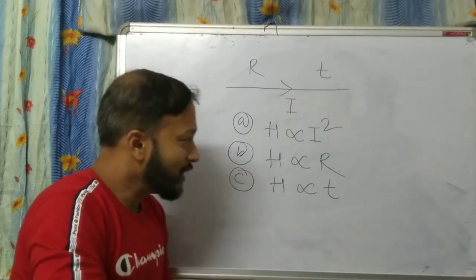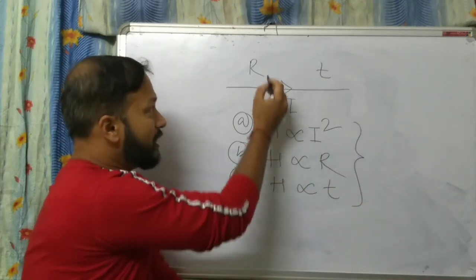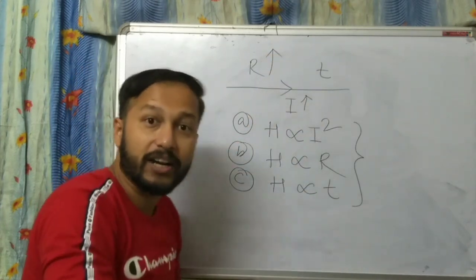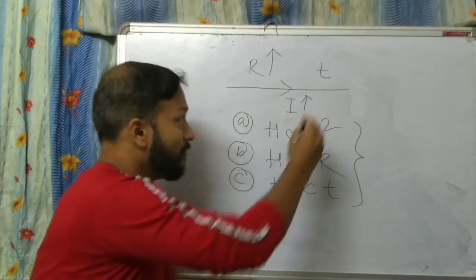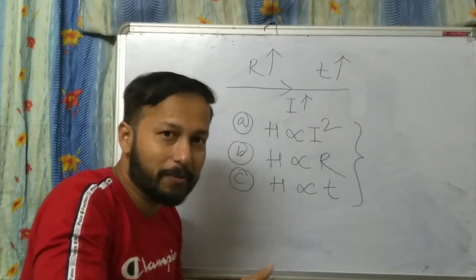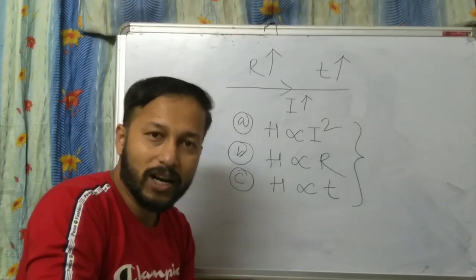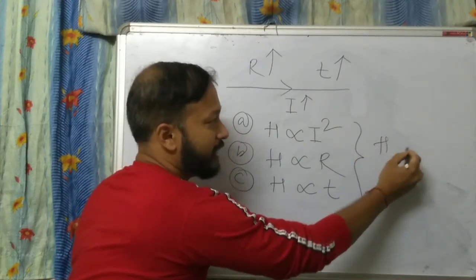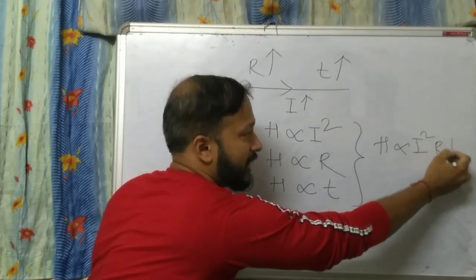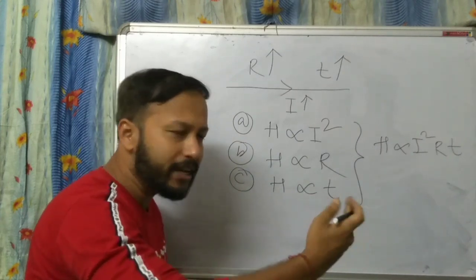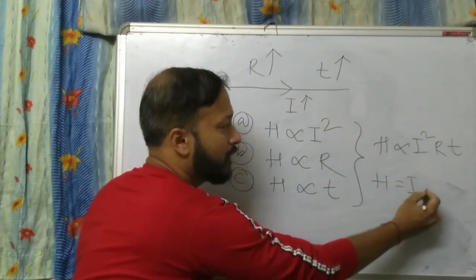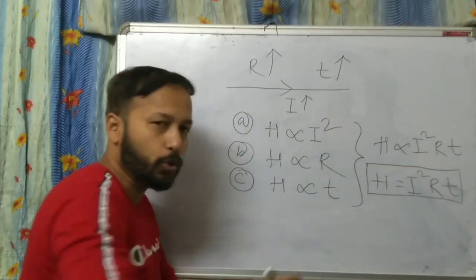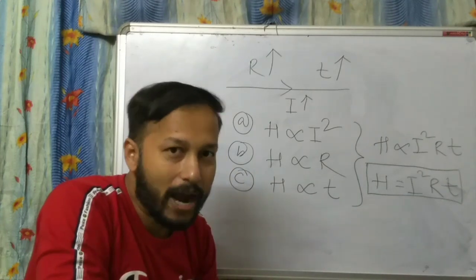Understood? So all this means if you increase current, heat will also increase. If you increase resistance, heat will also increase. If you increase the duration, then more heat will be produced. So by combining these three, we can write that H is proportional to I square RT. Or directly we can write H equal to I square RT. This is the main equation. You have to remember that: H equal to I square RT.